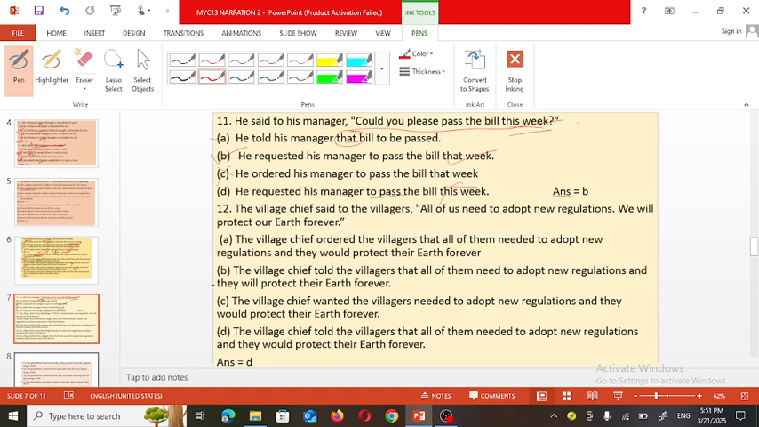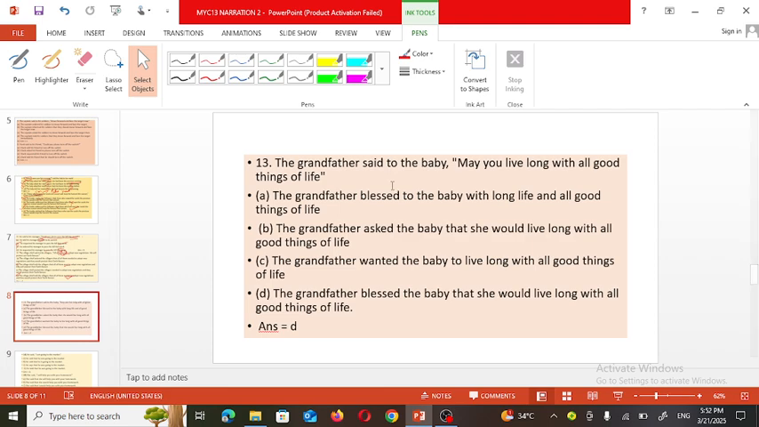It's only a request. So how can we change the sentence? The village chief told the villagers that, "told" and option B is there. So these two we can consider: "all of them need," simple present, so it becomes simple past, "needed." Here "need" is given and here "needed" is given. This one is correct, and option B is wrong. So the correct option is D.